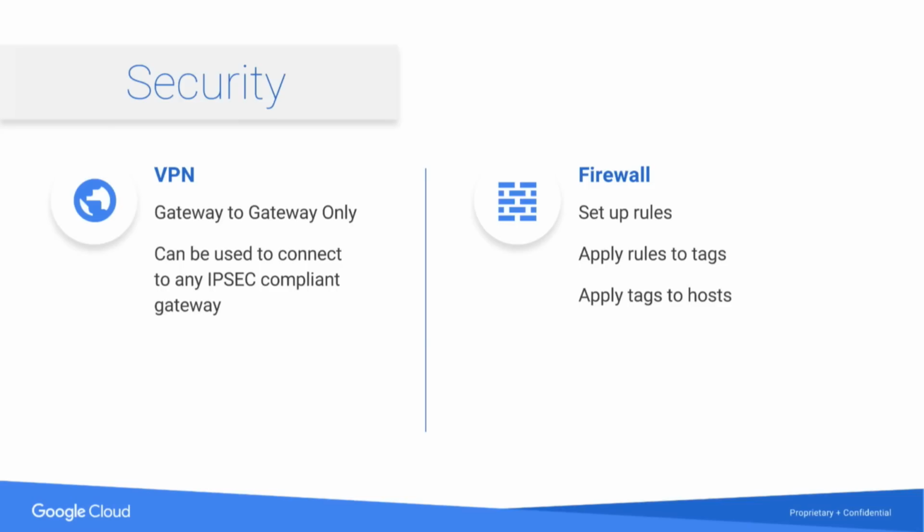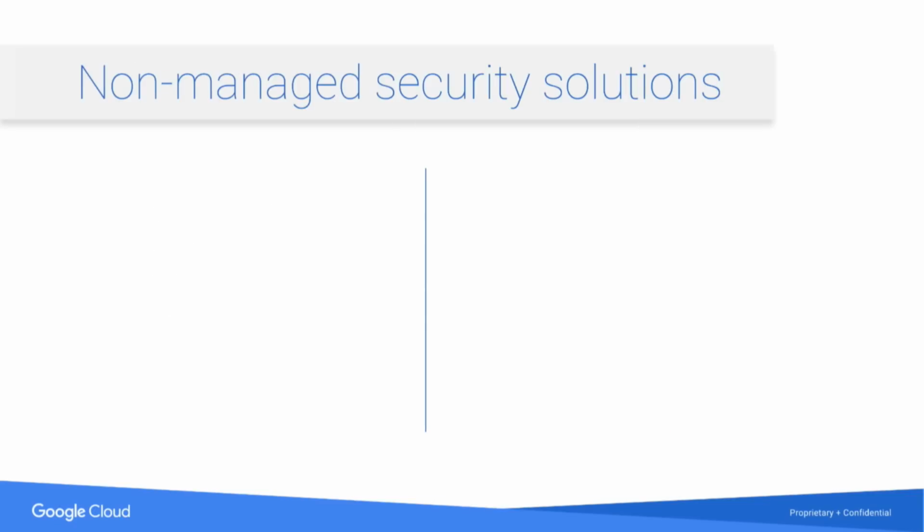Similarly, firewalls. So firewall, it's a firewall. You set up rules, you set up routes. You can apply those rules to tags and to hosts and deploy them, and we'll look after enforcing those rules for you in your network and across your instances.